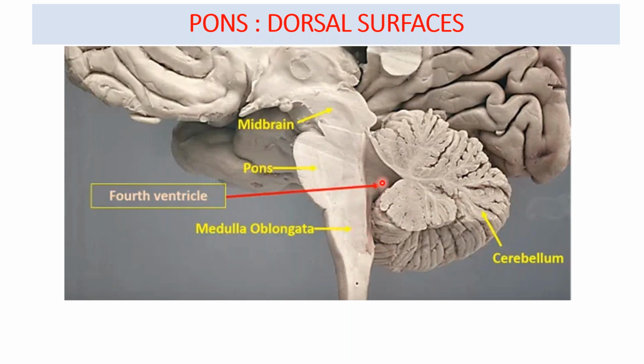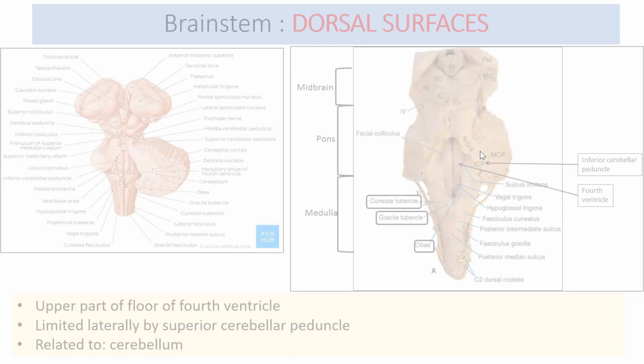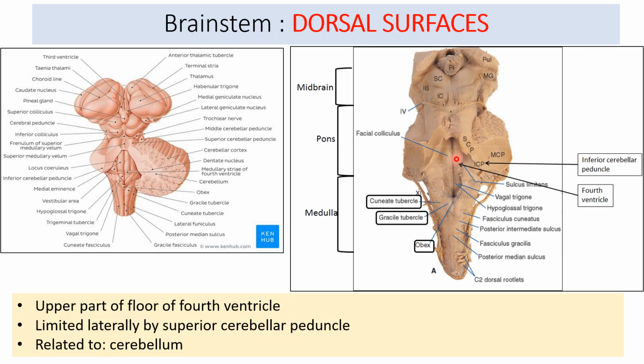In the posterior view of the fourth ventricle, there is a very important landmark on the posterior aspect. These were the two facial colliculus.